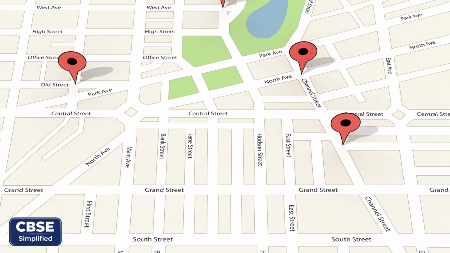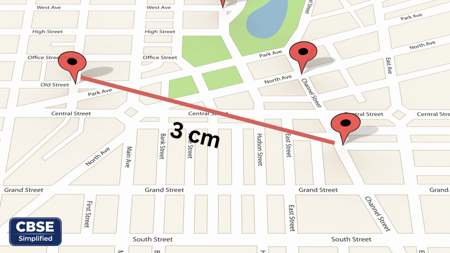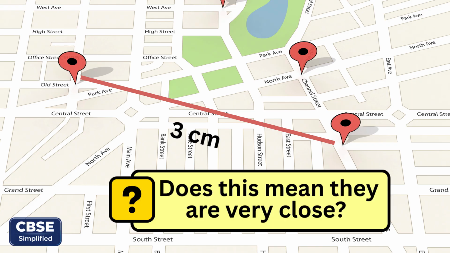Before we begin, let me ask you something. If a map shows two places that are just 3 centimeters apart, does that mean they are actually very close in real life? Let's find out.